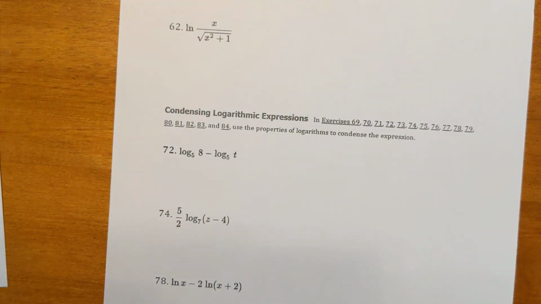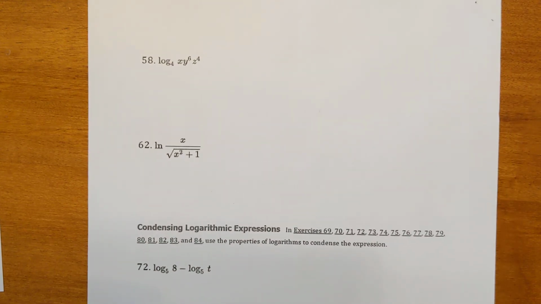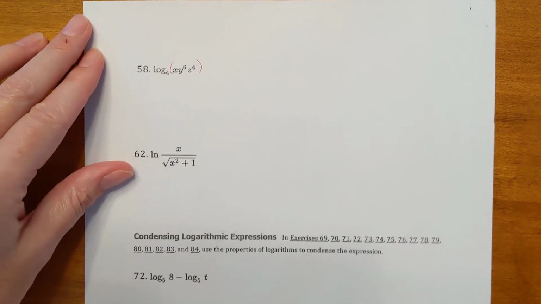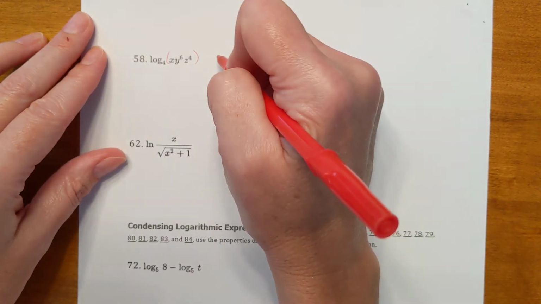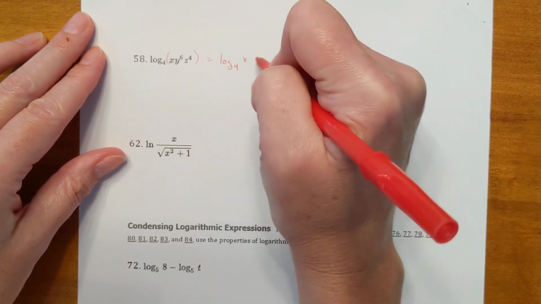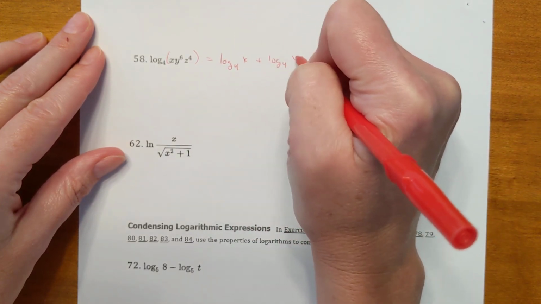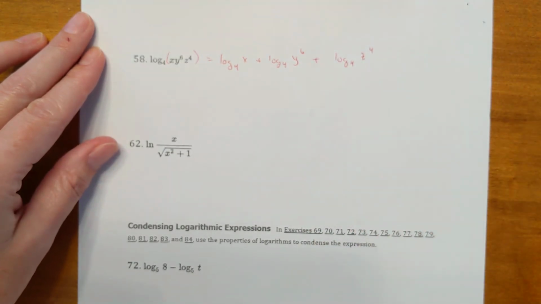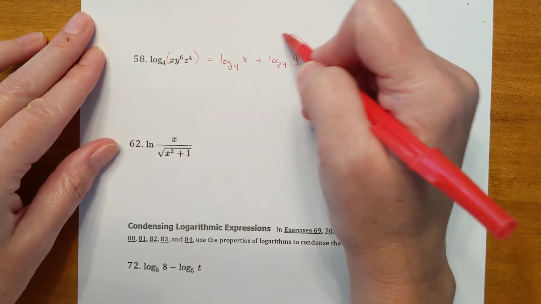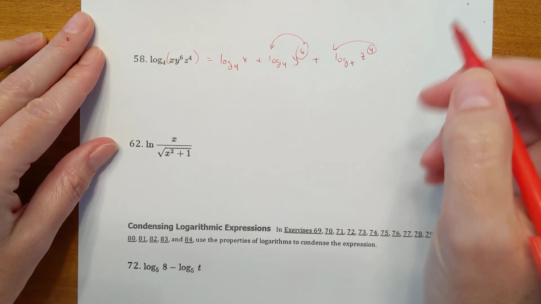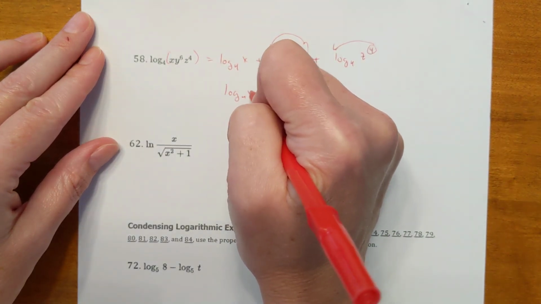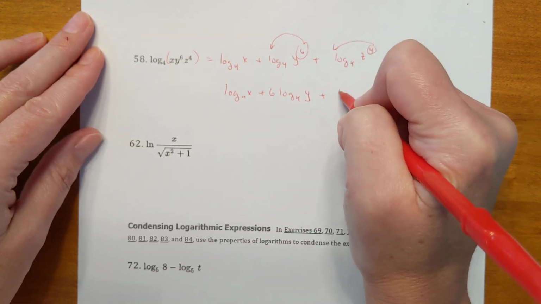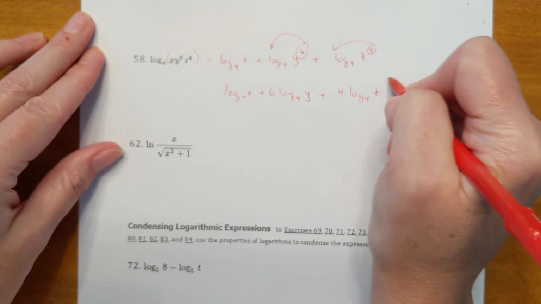So on the next page, on number 58, we have 3 quantities multiplied together. Log base 4 of x times y to the 6 times z to the fourth. You can pull all those apart and add them up. So that's a log base 4 of x plus the log base 4 of y to the 6 plus log base 4 of z to the fourth. So the only other thing then we could do is pull the numbers in front by the power property. So we have the log base 4 of x plus 6 times log base 4 of y plus 4 log base 4 of z.